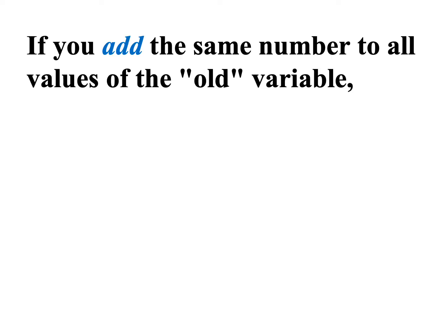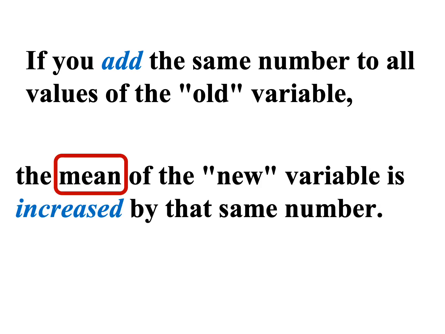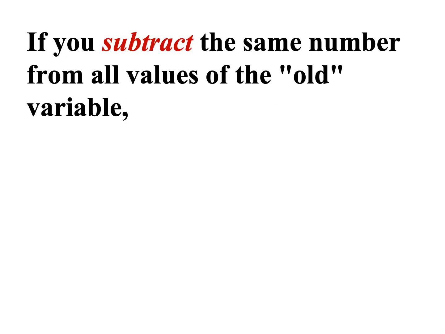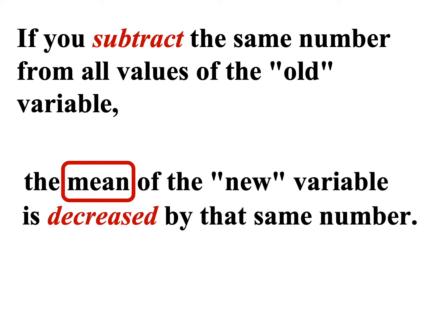If you add the same number to all values of the old variable, the mean of the new variable is increased by the same number. The same general principle applies to subtraction. If you subtract the same number from all the values of the old variable, the mean of the new variable is decreased by the same number.